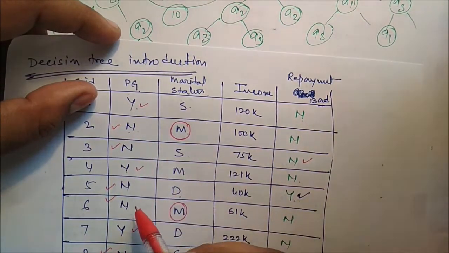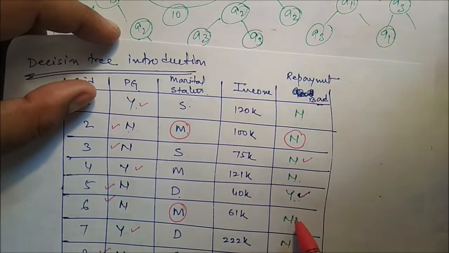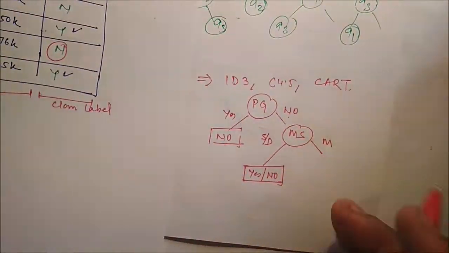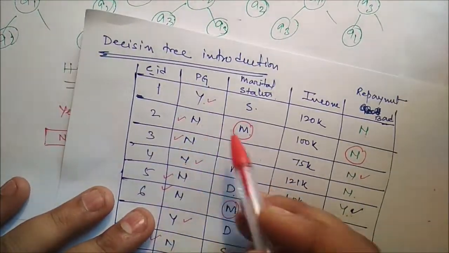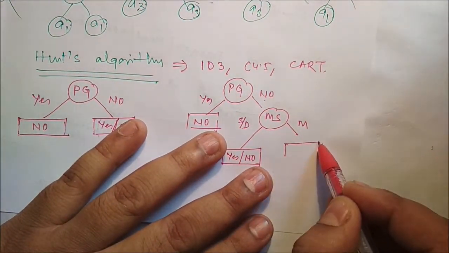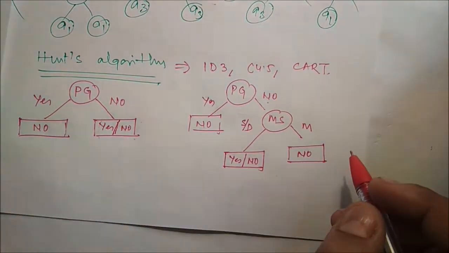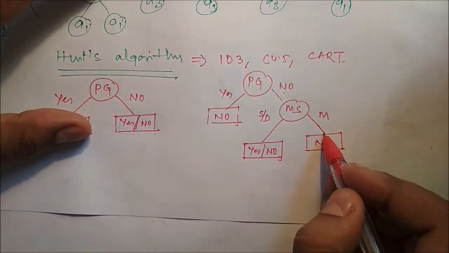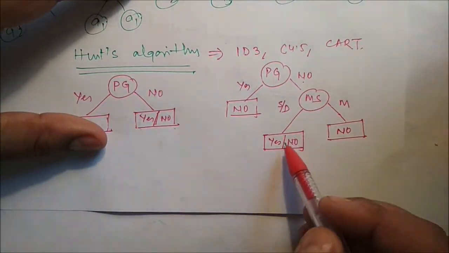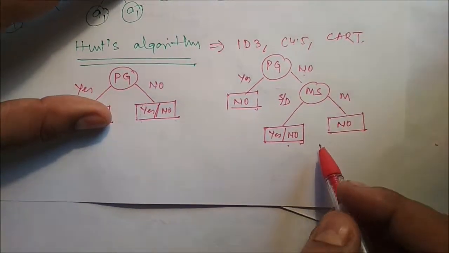If postgraduate is no, in all 3 cases the class label is what? No, no and no. That means every time if postgraduate is no and marital status is married, the class label is no. So we have to break the single and divorced part, because here all the records do not belong to the same class.